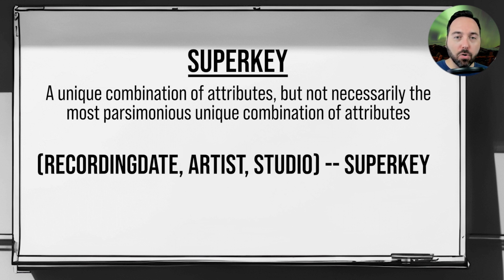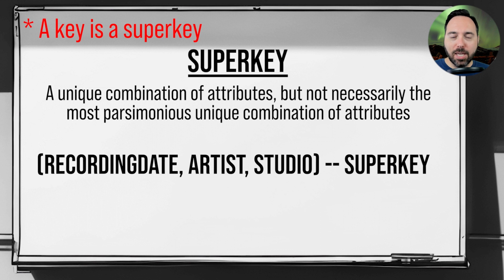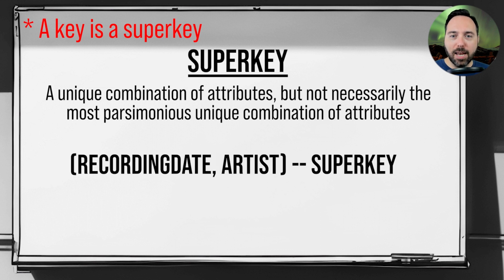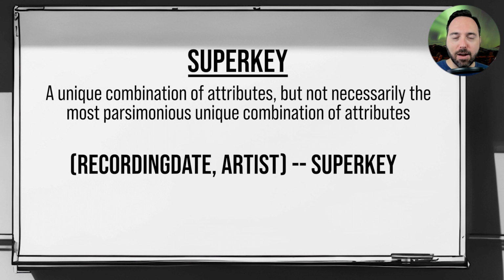The combination of recording date, artist, and studio is a superkey. We know trivially that this is unique because we already know that the combination of recording date and artist is unique, and we can't remove that property of uniqueness by adding new attributes. That's a superkey. As a quick note, a superkey is also a key, so recording date and artist is also an example of a superkey because a superkey has a number of attributes greater than or equal to the number necessary to guarantee uniqueness. Now let's talk about the concept of functional dependencies.